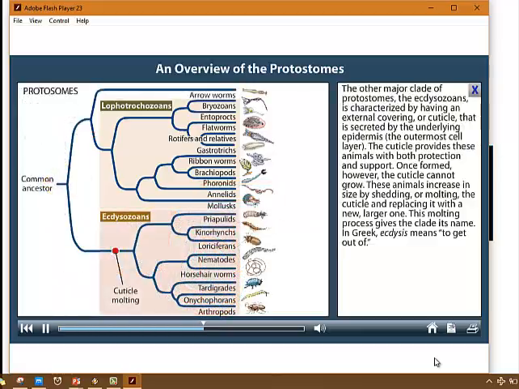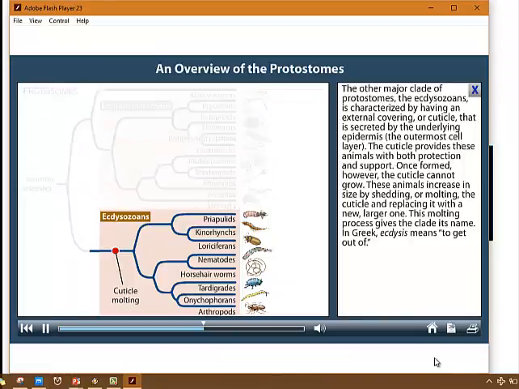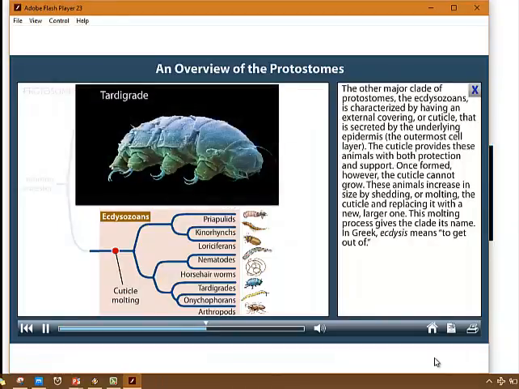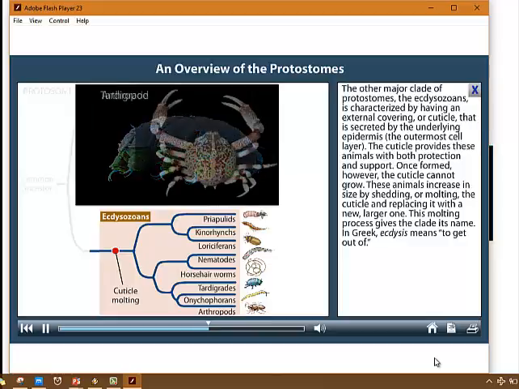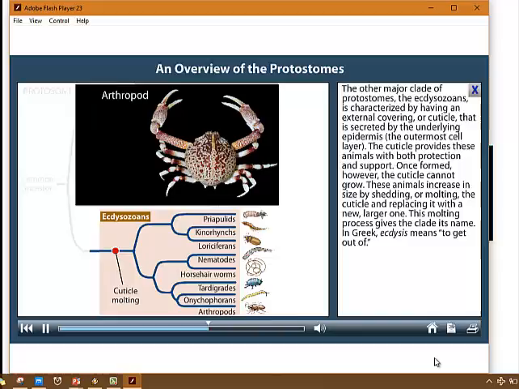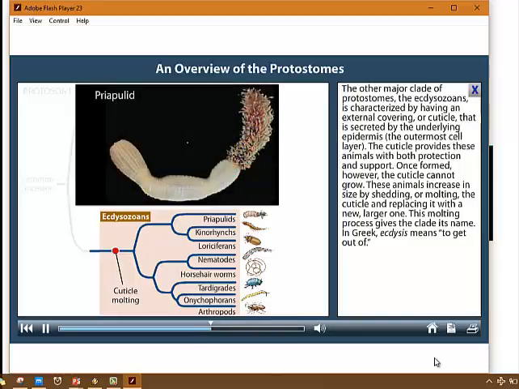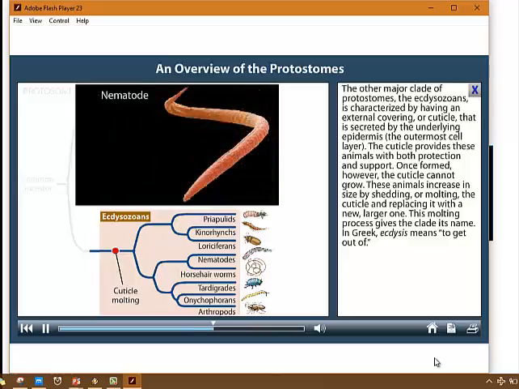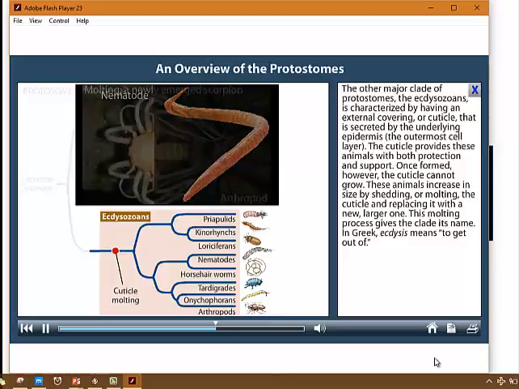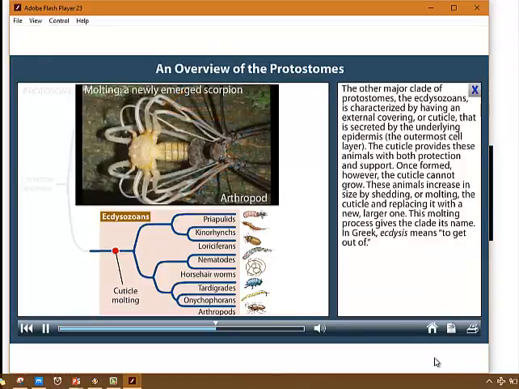The other major clade of protostomes, the ecdysozoans, is characterized by having an external covering, or cuticle, that is secreted by the underlying epidermis, the outermost cell layer. The cuticle provides these animals with both protection and support. Once formed, however, the cuticle cannot grow. These animals increase in size by shedding, or molting the cuticle, and replacing it with a new larger one. This molting process gives the clade its name. In Greek, ekdysis means to get out of.